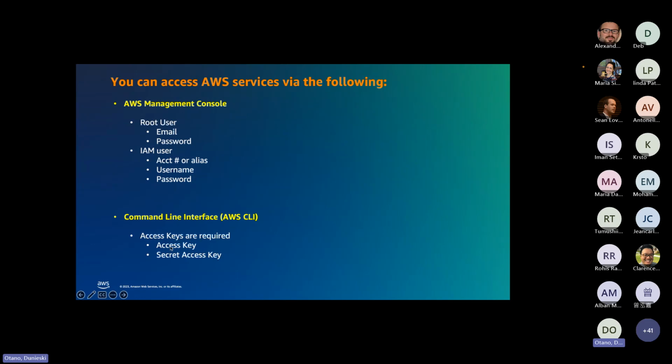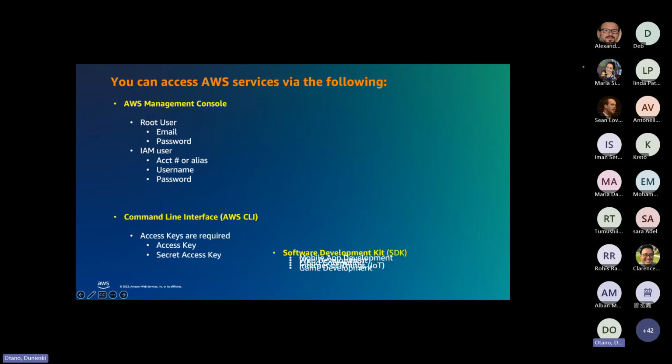And those access keys, which is an access key and a secret access key, you have to provide this in the command line interface, which is in your computer, either using PowerShell or using a terminal in Mac or in Linux, right? You have to provide those keys to be able to access the AWS services. You don't need to log in when you use your command line interface.